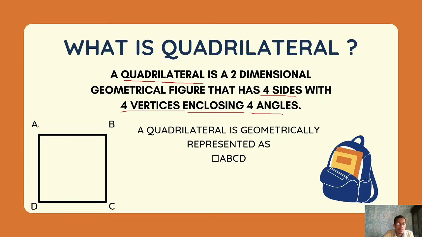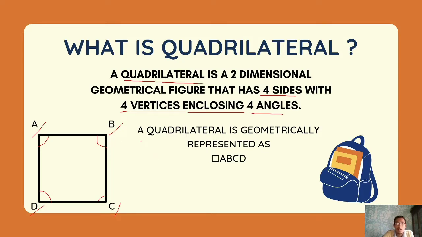You can see in this figure, a quadrilateral in which you can see four vertices: vertex A, vertex B, vertex C and vertex D. Any geometrical figure which has four sides, side AB, side BC, side CD and side AD, and four angles, for example angle A, angle B, angle C and angle D. So four sides, four angles and four vertices. This is called a quadrilateral.